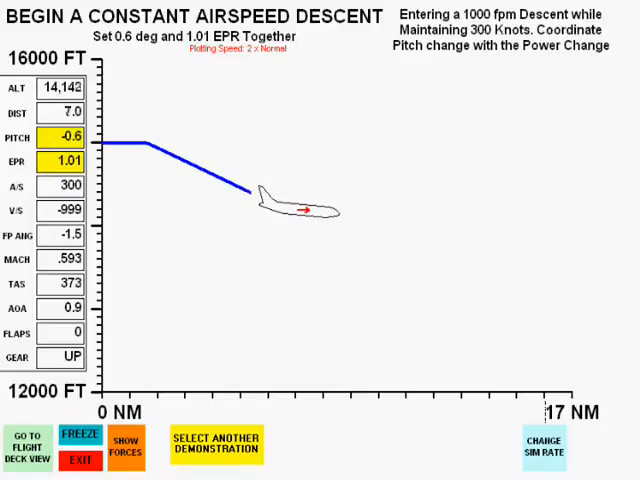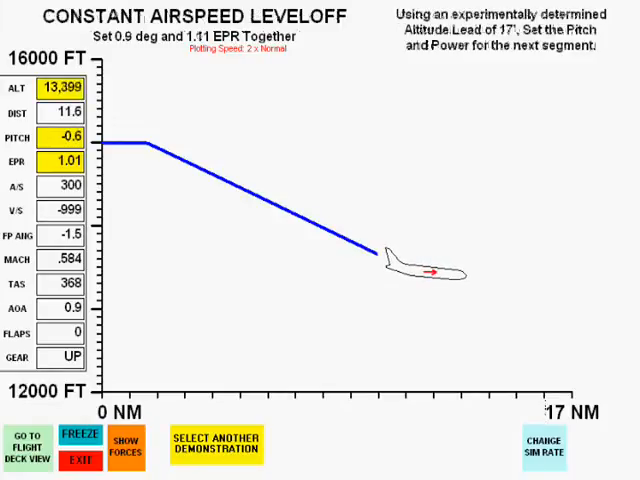As we approach our target altitude of 13,000 feet, we will return to the prior pitch attitude and power setting that maintained level flight at 300 knots, but we will use a slight lead in altitude since during the transition the vertical speed takes time to return to 0 feet per minute. The lead in this example will be 17 feet.